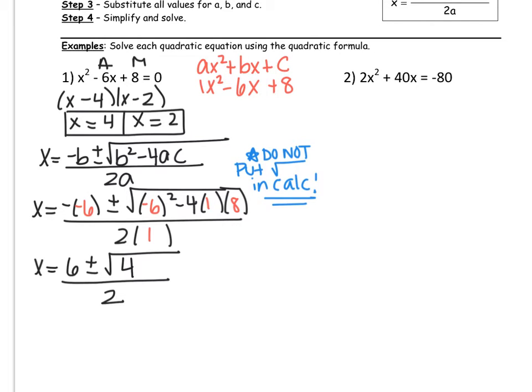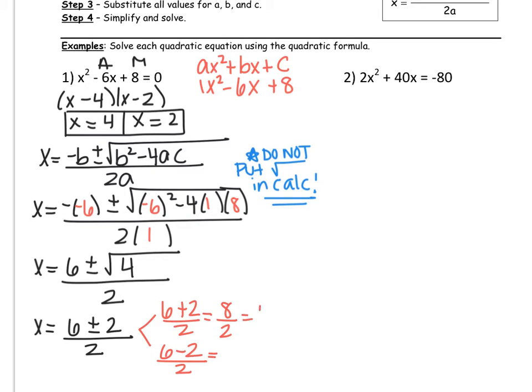So now it's time to simplify this. Well, the square root of 4 is something I can simplify. So this is x equals 6 plus or minus 2 over 2, because the square root of 4 is 2. So now what this means, this is 6 plus 2 over 2, or 6 minus 2 over 2. So let's write that out. 6 plus 2 over 2, or 6 minus 2 over 2. So 6 plus 2 is 8. 8 divided by 2 is 4. 6 minus 2 is 4. 4 divided by 2 is 2.